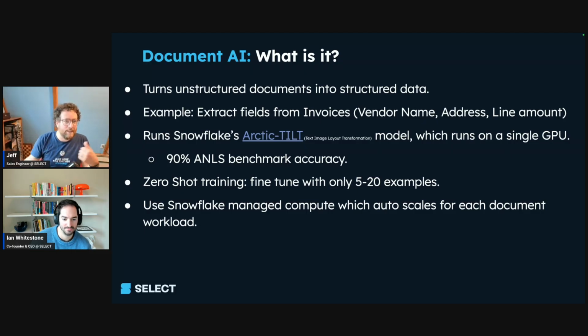So you give it, they call it zero shot training, you give it like 5 to 20 labeled examples. And you then sic the AI model after it. That's called Arctic TILT, which is text image layout transformation. And this thing runs on a single GPU that Snowflake manages. It'll basically take all of your invoices and turn them into whatever columns you want it to turn them into. So is this making sense here?